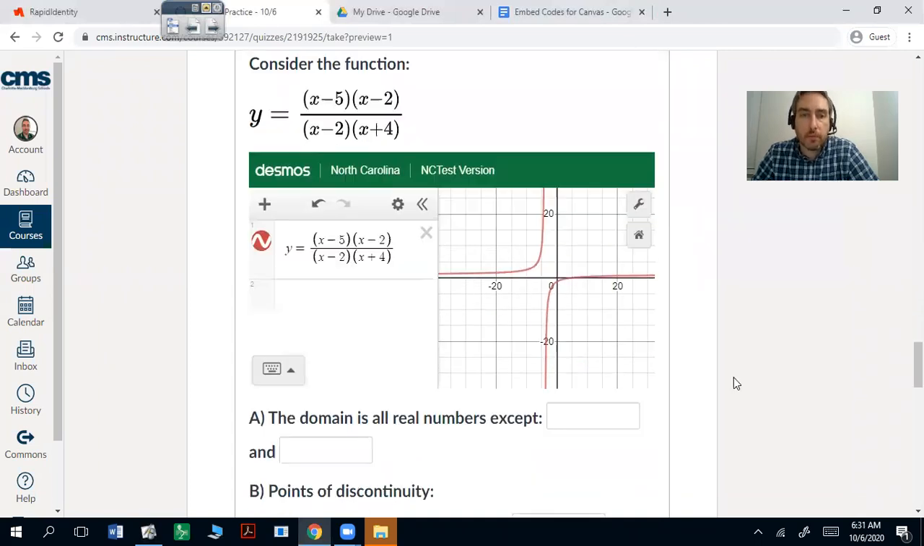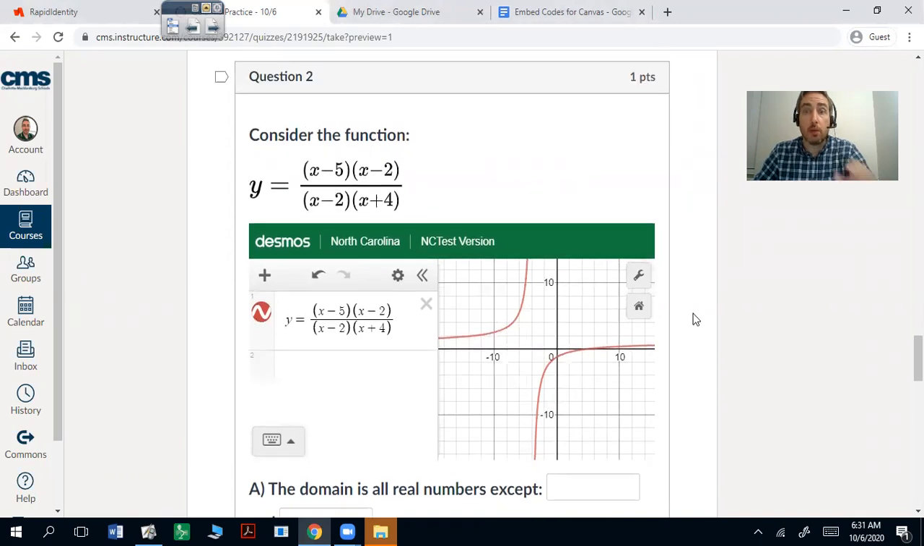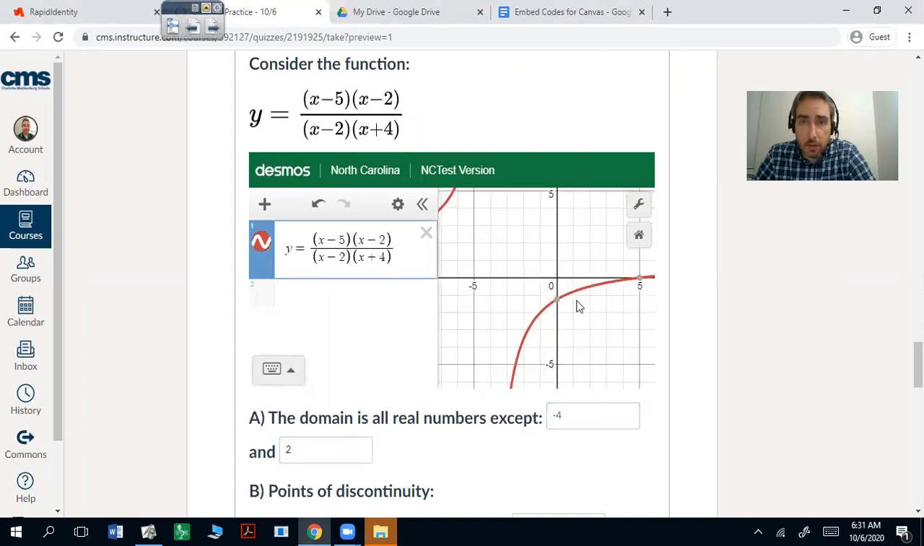All right, so let's look at the domain. The domain is going to be all real numbers except your restrictions, which in this case would be +2 and -4. We'll put the -4 first. But let's just verify that at +2, the graph says undefined. Remember, that's a hole in the graph.